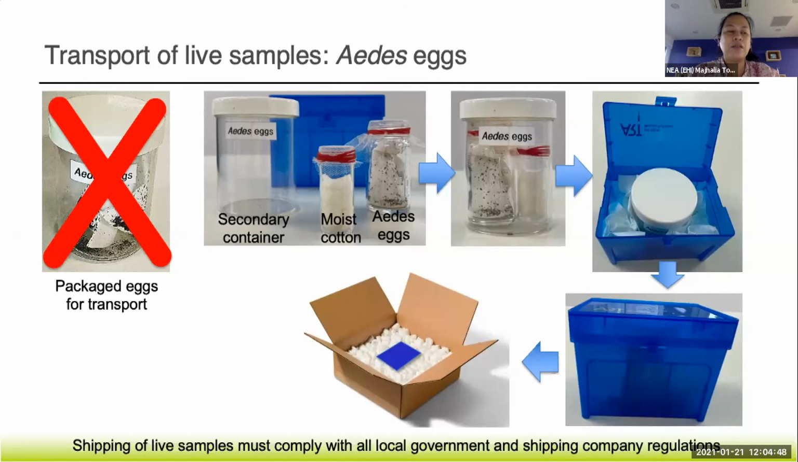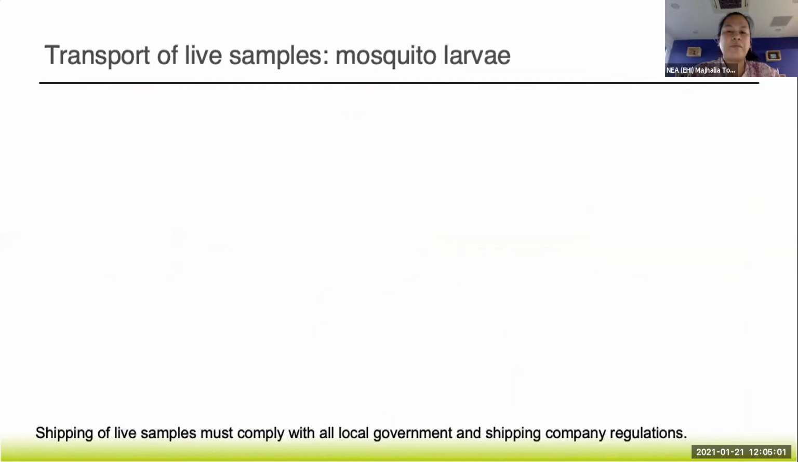we have had instances where we lost some samples because some of the permits were not in order. So make sure you have that in order before you start shipping eggs.